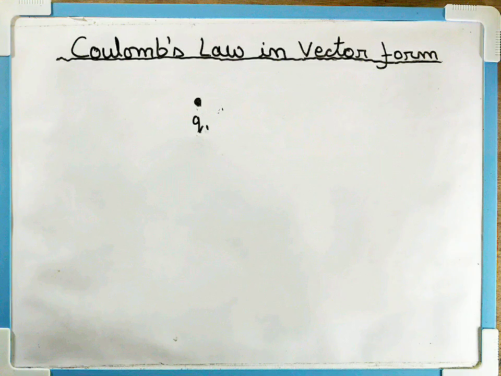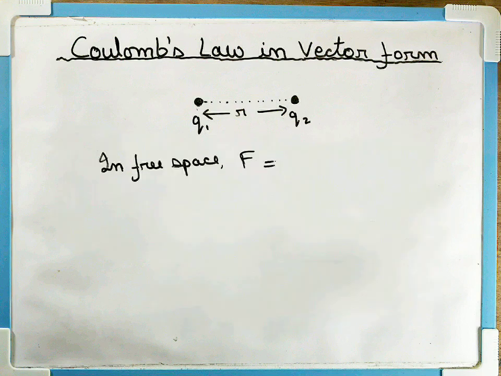Now if we have two point charges Q1 and Q2 separated by a distance R, then we can find the magnitude of the force between these two charges. If these two charges are placed in free space or air, then according to Coulomb's law that force will be equal to 9 into 10 to the power 9 Q1 Q2 by R square.